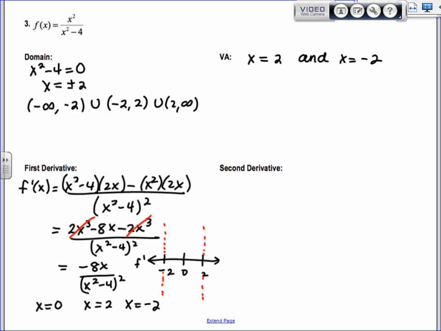So if I plug in negative 3 into my derivative, the nice thing about plugging into the derivative is the bottom is always positive, right? I had x squared minus 4, but then I squared it. So whatever number I plug in down there, it's always going to be positive because of the square. If I'm plugging in negative 3, I have negative 8 times negative 3. That's a positive number. If I plug in negative 1, that's also positive. If I plug in 1, I get a negative on top because negative 8 times 1. And if I plug in a 3, I get a negative. So that means the graph of f is increasing, increasing, decreasing, decreasing.